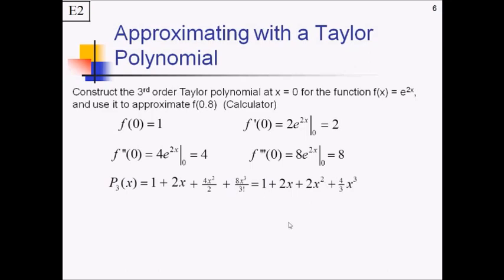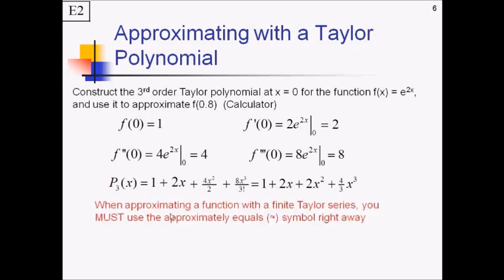And at this point, we're going to go ahead and use this to approximate f of 0.8. So to do this, you just plug in 0.8 into this polynomial on your calculator. But you do need to be careful about your notation when you show this. When approximating a function with a finite Taylor series, so a truncated polynomial here, you must use the approximately equal symbol right away. So I'm going to write f of 0.8 is approximately equal to p sub 3 of 0.8. And now I'll actually plug that in.